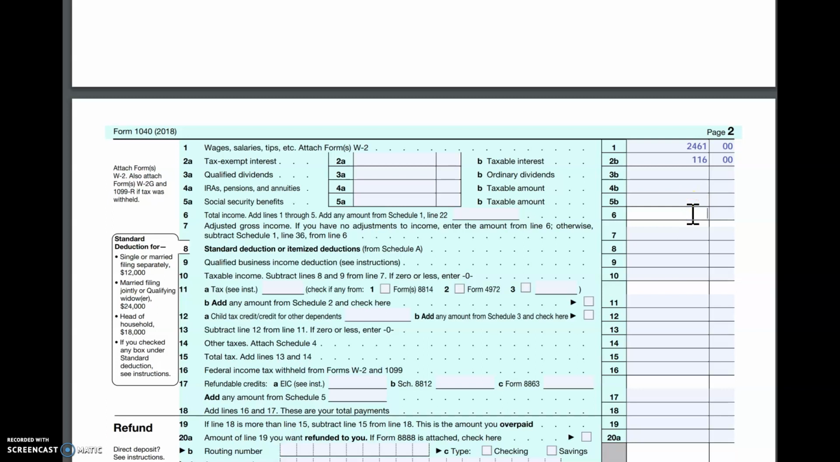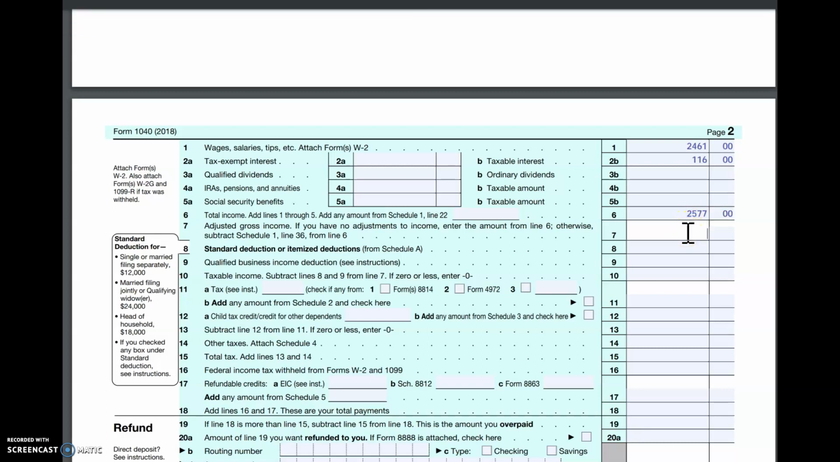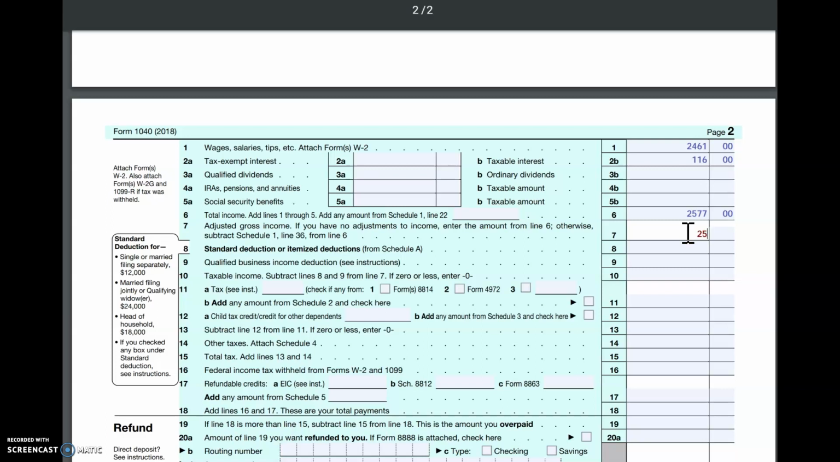Line 6 is total income. Add lines 1 through 5 together. So we will add his wages and his interest income together, and we get $2,577. Line 7, adjusted gross income. If there are no adjustments to income, enter the amount from line 6. Josh did not have any adjustments to his income, so we will enter the amount from line 6.